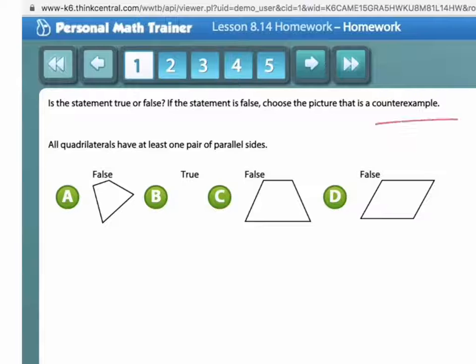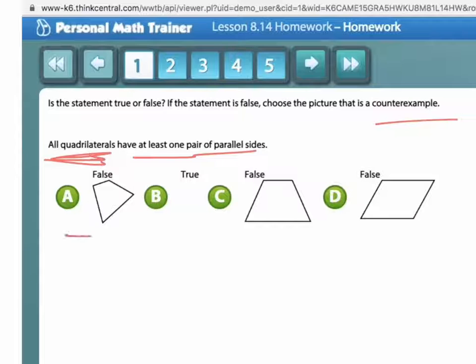So in the first question, they're asking you to find a counterexample or a reason to prove the answer is true or false. If the answer is true, you can't find a counterexample because all examples are true. If the answer is false, you can find one piece of evidence why that statement is not true. So in this question, it's important to identify that they're talking about all quadrilaterals having at least one pair of parallel sides.